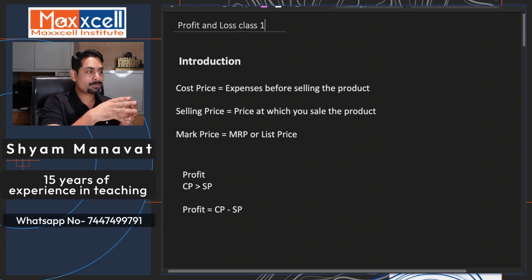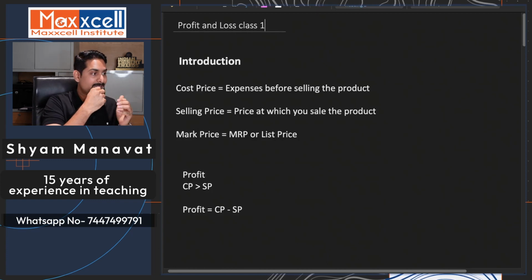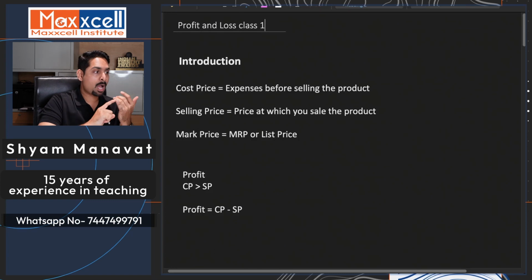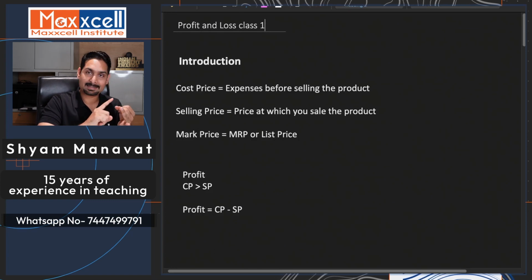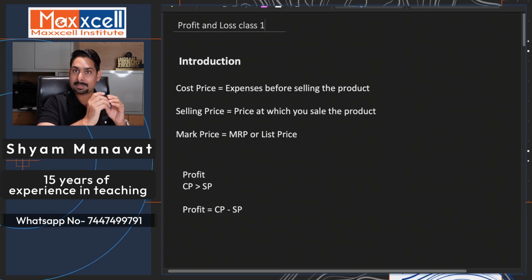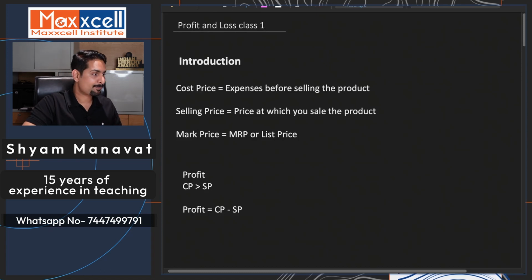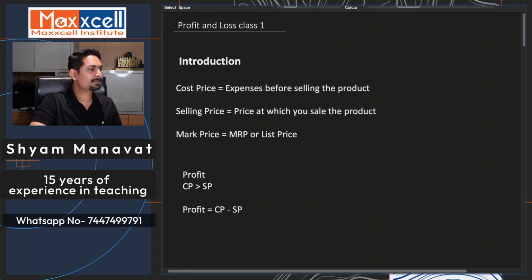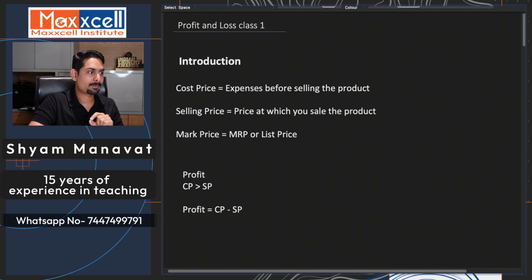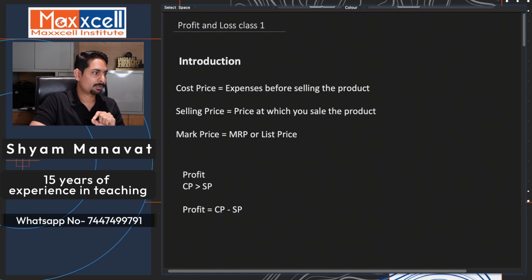Now to understand this, you need to have an understanding of three key terms. One is cost price, second is selling price, and third is mark price. So let's understand what they are. Cost price is the expense before you sell the product. Whatever expenses you incur before selling the product come under cost price.